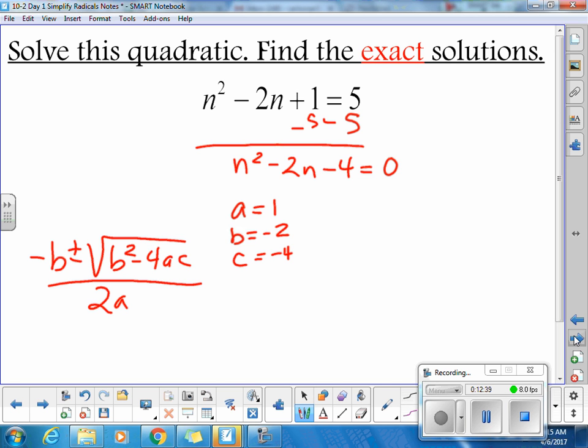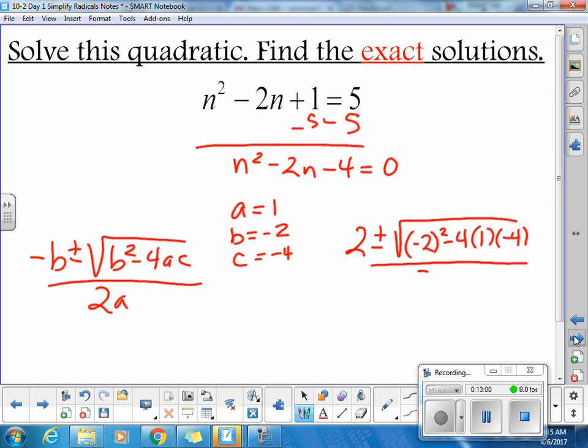The opposite of b plus and minus the square root of b squared minus 4ac all over 2a. So the opposite of b, or negative b, so negative, negative 2 makes that a 2, plus and minus the square root, negative 2 in parentheses squared minus 4 times a times c all over 2a.